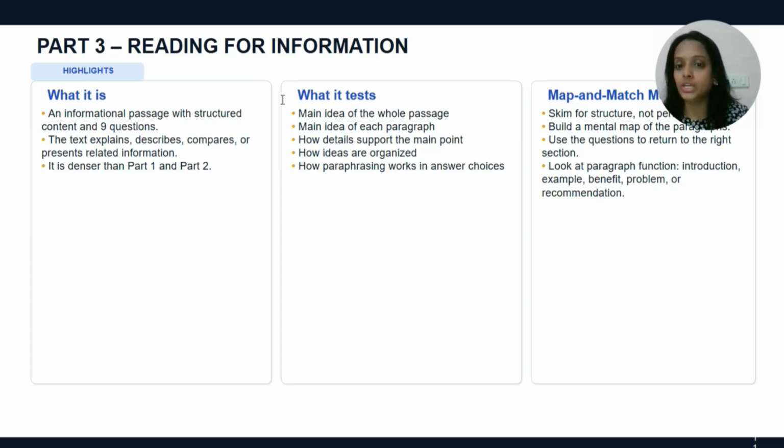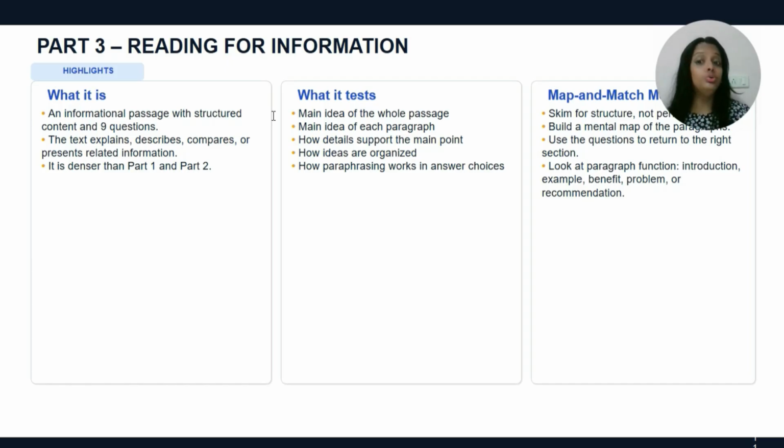Part 3 in reading, we call it reading for information. It contains 9 questions in the SELF-PEP reading test. Now, the name sounds simple, reading for information, right? It sounds like, okay, maybe I just read something and answer some questions. But no, this is where the reading starts becoming more layered.